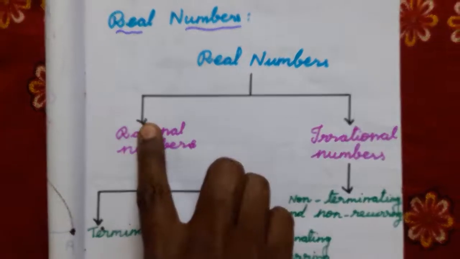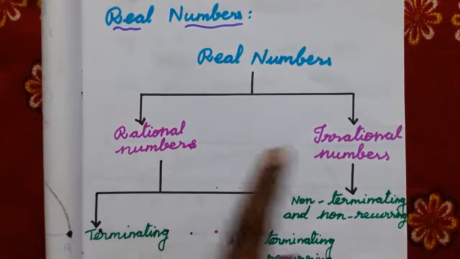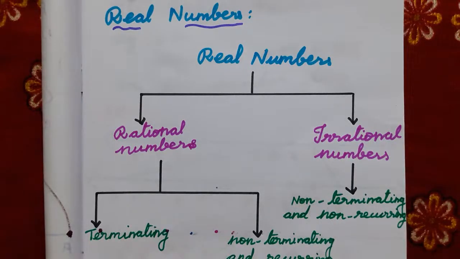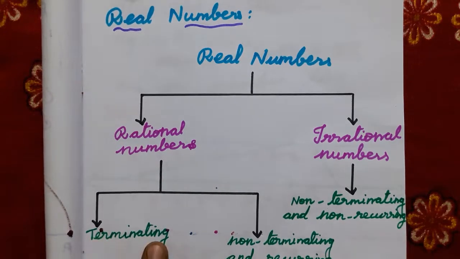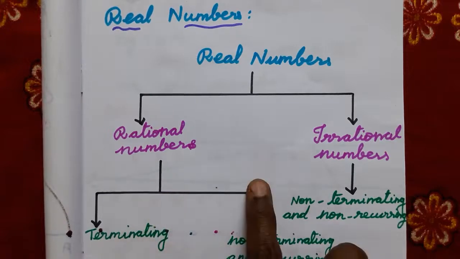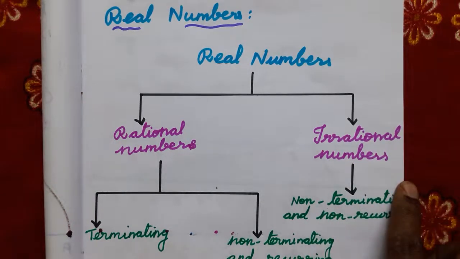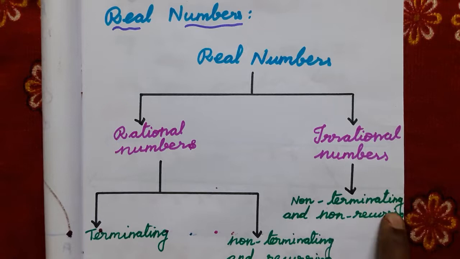Real numbers are of two types. What are they? Rational numbers and irrational numbers. Rational numbers are of two types. What are they? Some rational numbers have a terminating decimal expansion. Some of them have a non-terminating and recurring decimal expansion. Next, irrational numbers have a non-terminating and non-recurring decimal expansion.